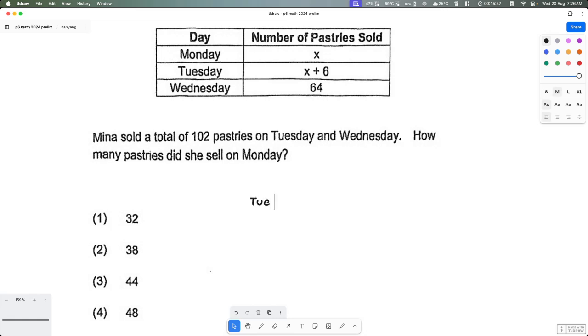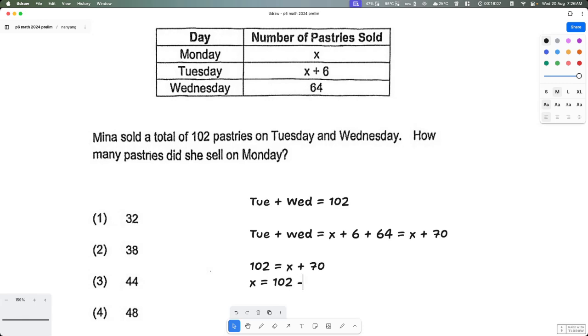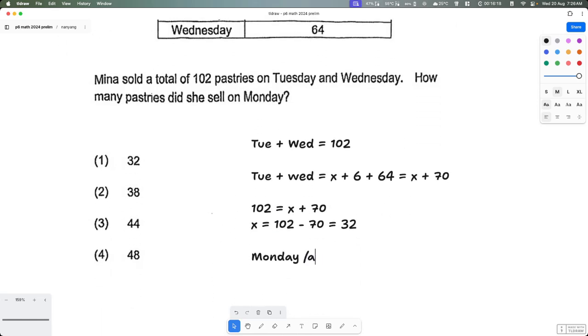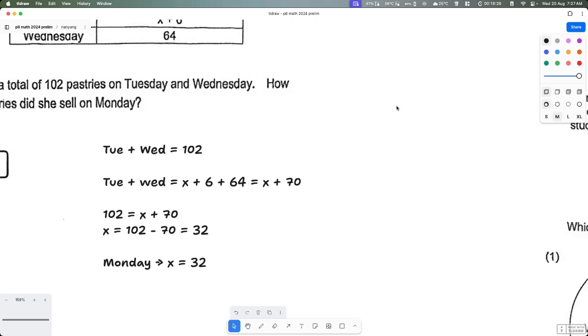Tuesday plus Wednesday is equal to 102. Tuesday plus Wednesday is equal to X plus 6 plus 64, which is equal to X plus 70. So that means 102 is equal to X plus 70. So X is equal to 102 minus 70, and this will give us 32. Since Monday is X, X is equal to 32. So the answer is option number 1. Okay, let's move on to the next question.